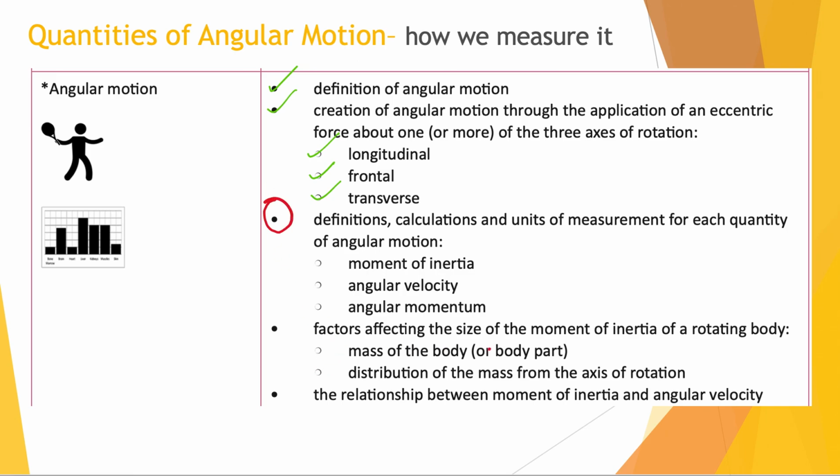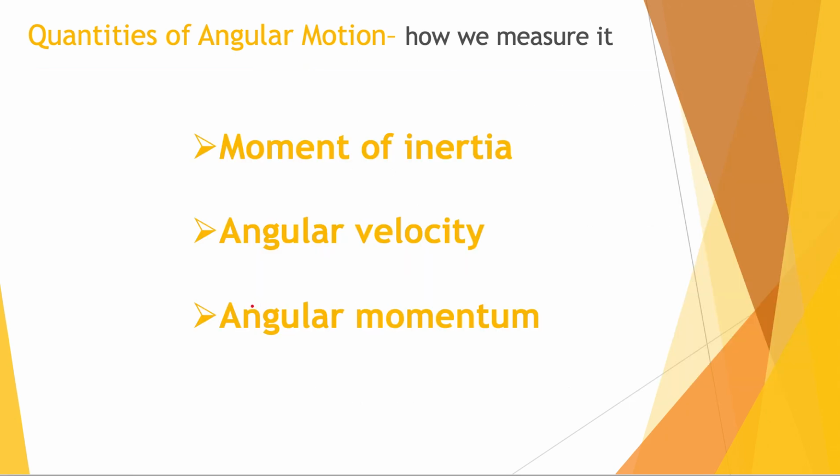So we're going to have a look at the factors that affect the size of moment of inertia: the mass of a body, and the distribution of mass from the axis of rotation. We're going to look at these three quantities of angular motion, how we are measuring angular motion.